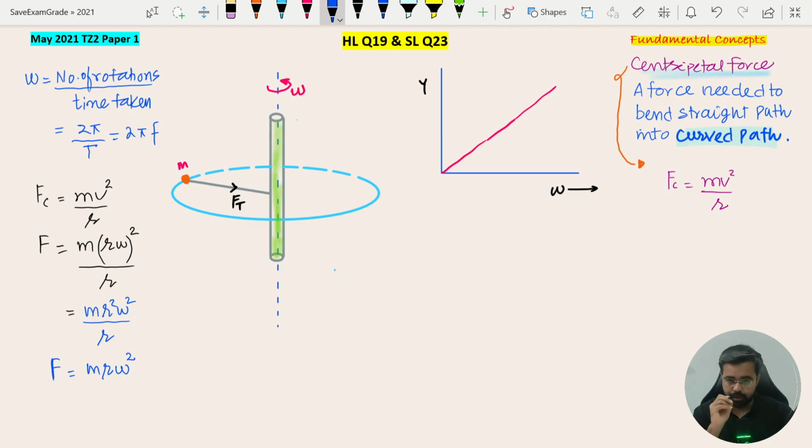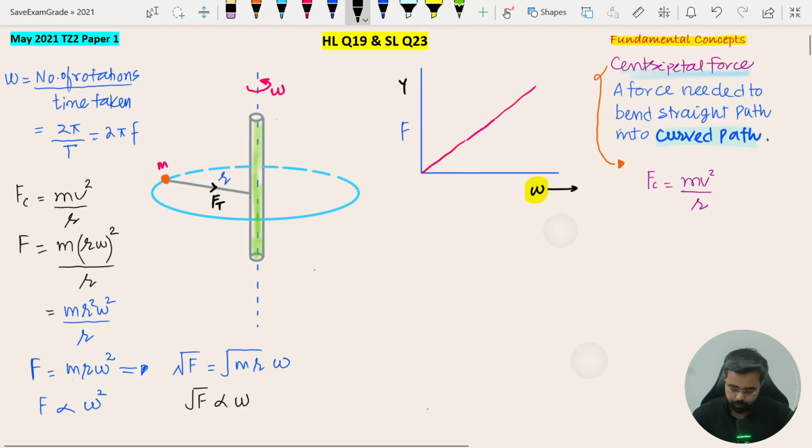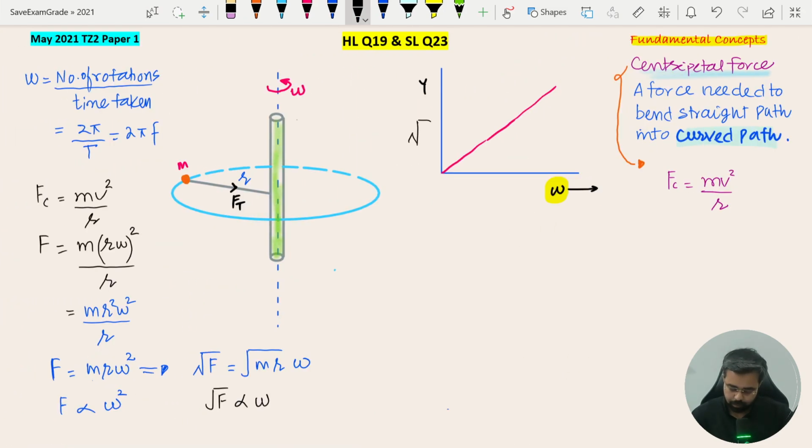Because the mass and radius are constant in this question, force is directly proportional to angular speed square. So if you take the square of angular speed on the x-axis, then you should take force on the y-axis. But in this question it is said you have to take only angular speed on the x-axis, which means we take the square root of this formula, so the square root of F is directly proportional to omega. So we should take the square root of the centripetal force along the y-axis to get this straight line proportionality. So A is the right answer.